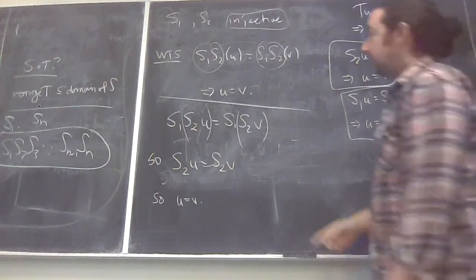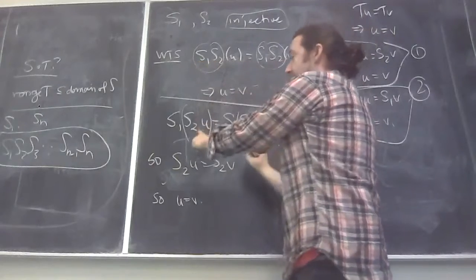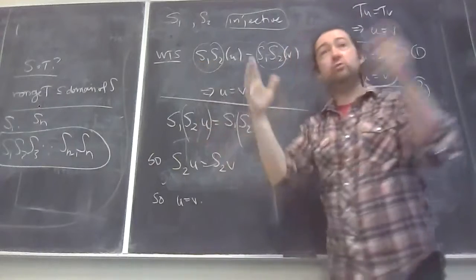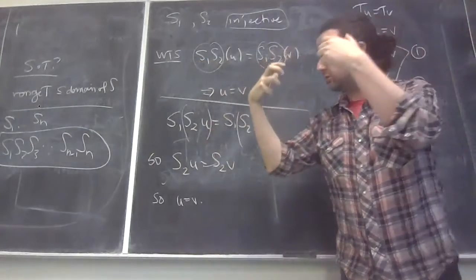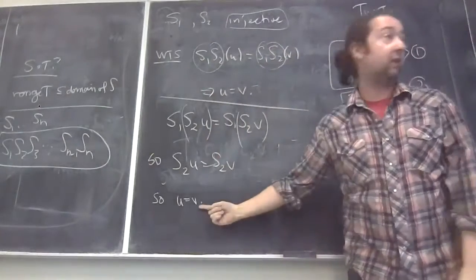You're going to say, look, the outside map was injective. So that means whatever was inside of it must have been equal. And now the new outside map is injective. So whatever was inside of those must have been equal. And you just strip them off one at a time until you end up at the bottom where U is equal.